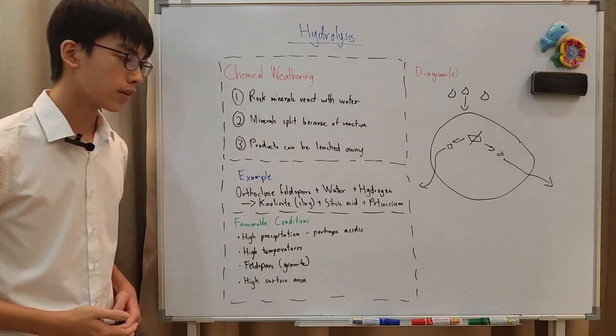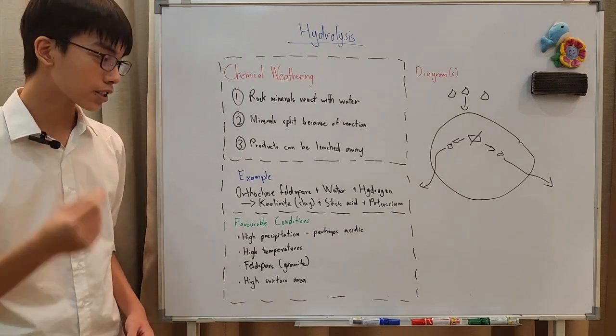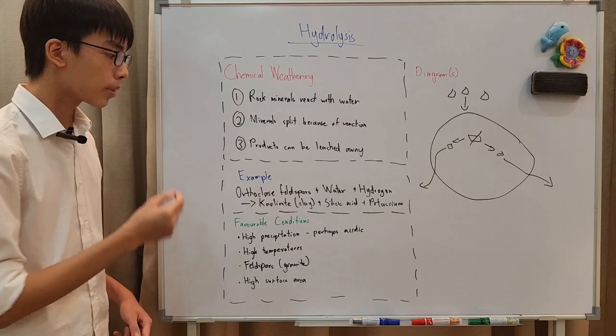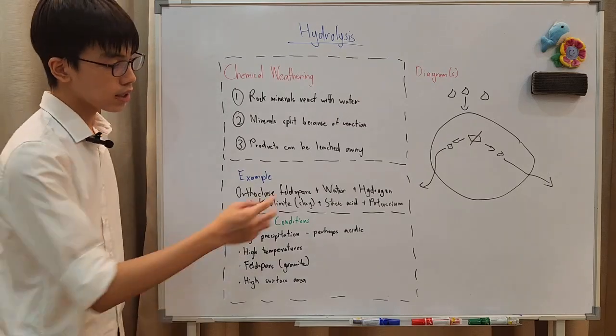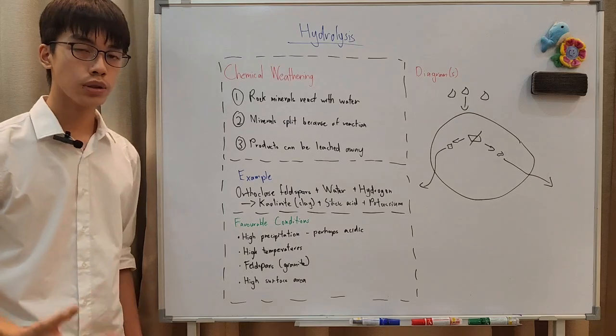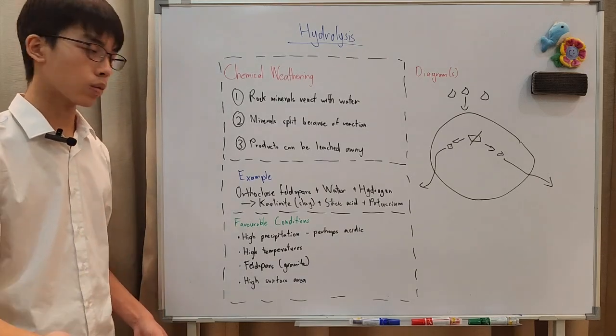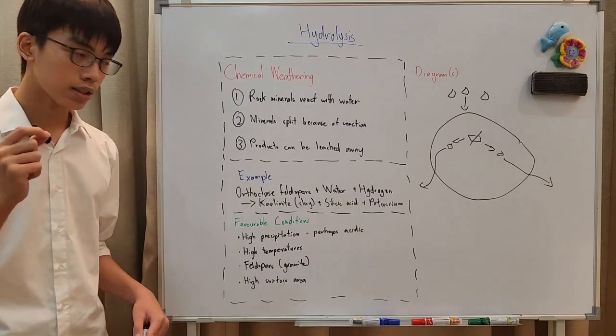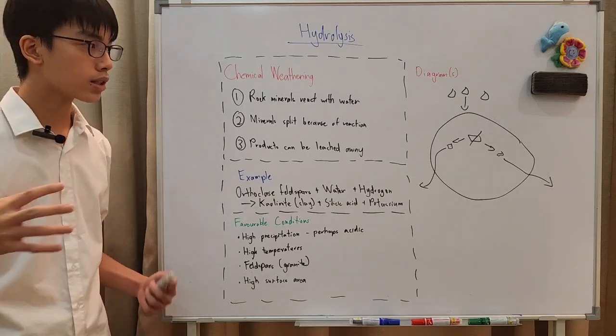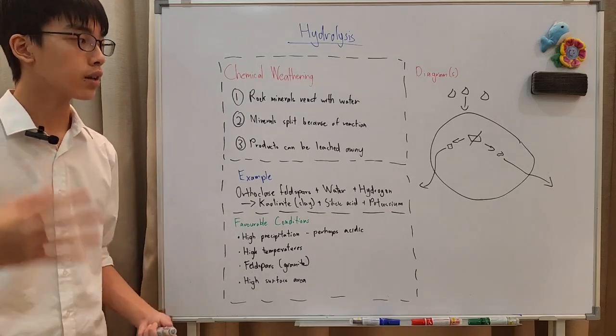Here I put orthoclase feldspars plus water plus hydrogen becomes kaolin, which is also clay, silicic acid, and potassium. So silicic acid and potassium are both soluble, so they can be dissolved in water and then be washed away. Whereas kaolin or clay, it can't be dissolved, but it can still be in colloidal suspension. So once it's in contact with water and it's in suspension, it will be washed away.